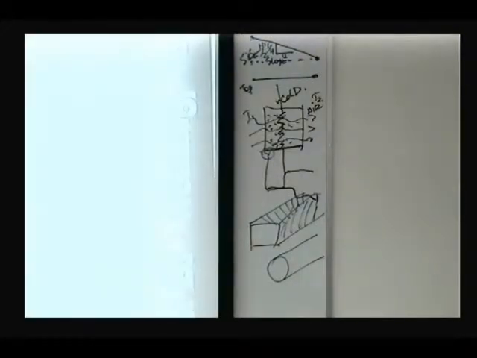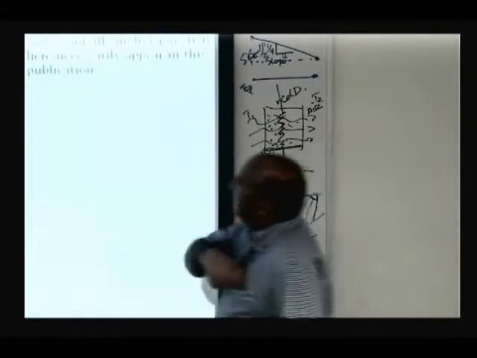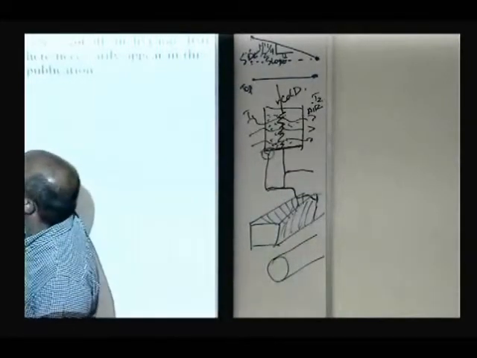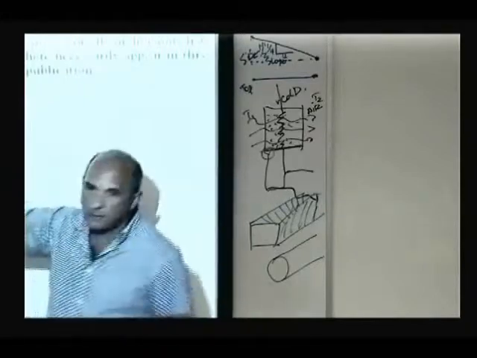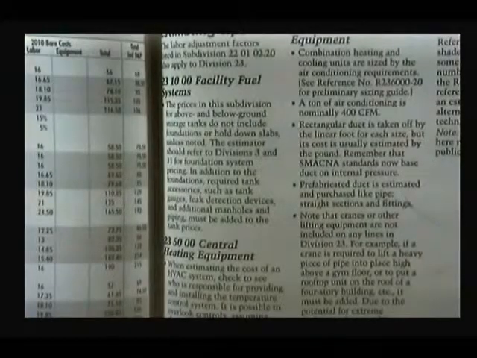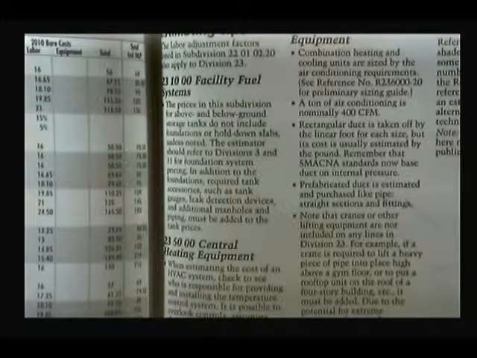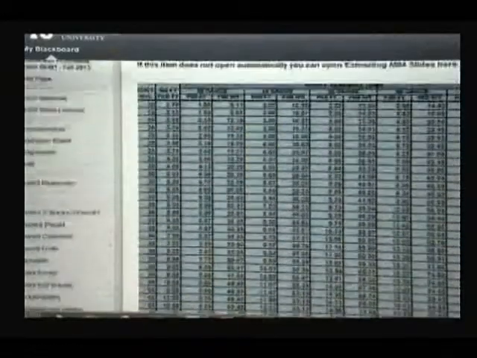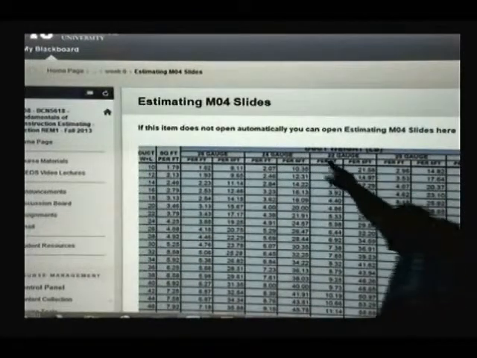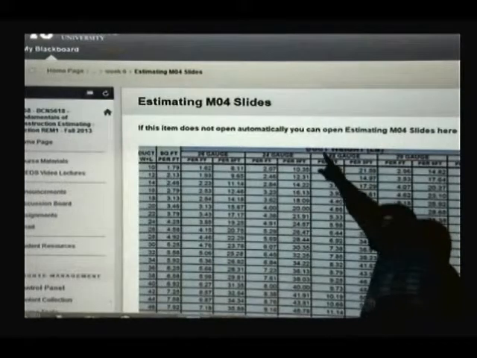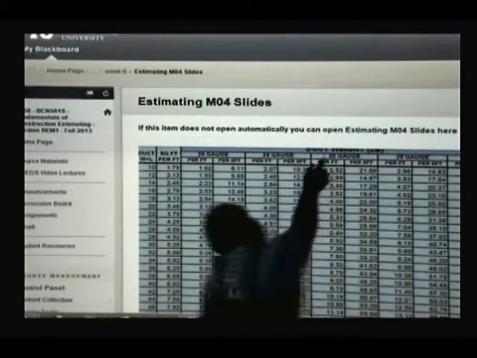RS Means for HVAC equipment, and it says the rectangular duct is taken off by the linear foot for each size, but its cost is usually estimated by the pound. So that's why we need to do that conversion. And okay, so this table gives us the weight of the duct depending on the size.